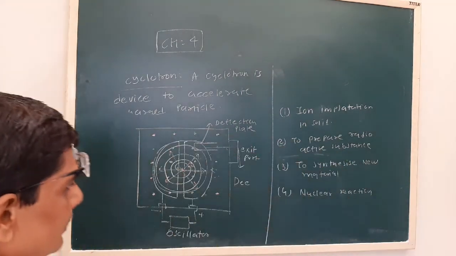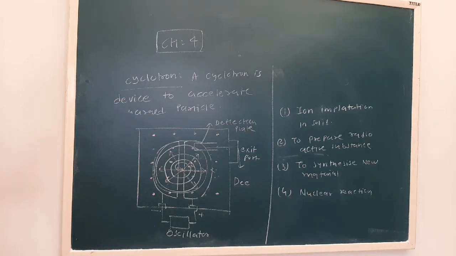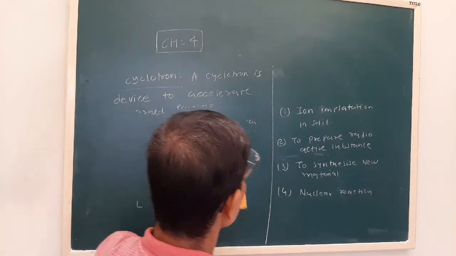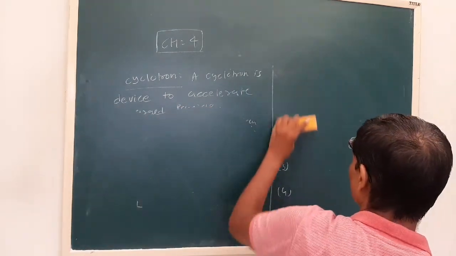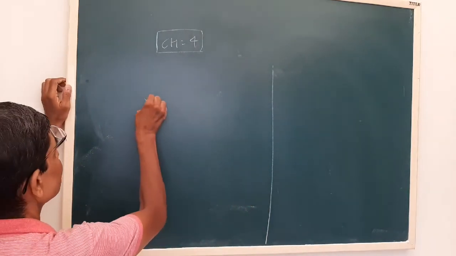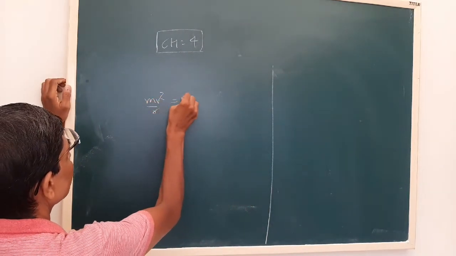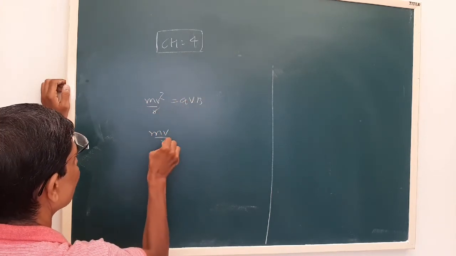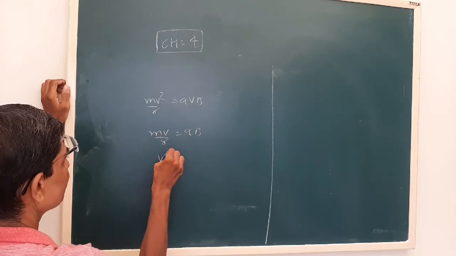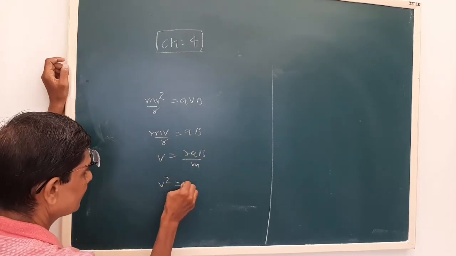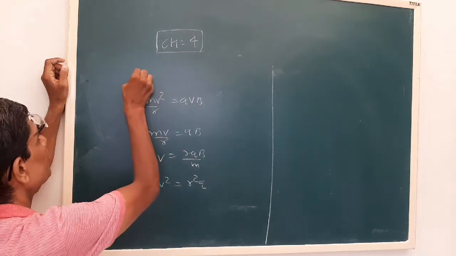Next we have to calculate the kinetic energy of the charged particle also, that we have derived earlier. Now see here, we have seen mv square upon r is qvB. So mv upon r is qB, and v is equal to rqB by m. v square will be r square q square B square by m square.